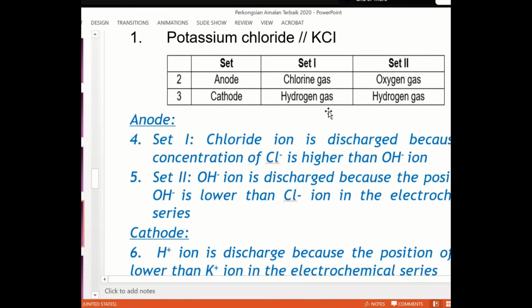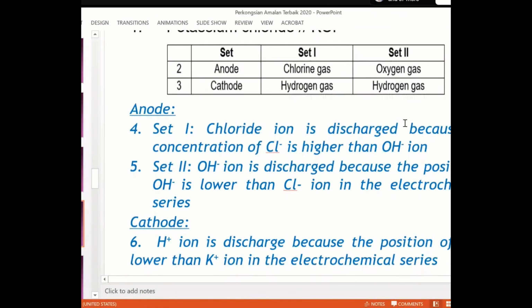Okay, so come up with this one. For set one, it will be chlorine at the anode. At the cathode, for sure it is hydrogen, because the hydrogen ion and the potassium ion move to the cathode, so hydrogen ion will be discharged. For set two, the anode will be oxygen, and the cathode will be hydrogen. So we come out with the explanations over here. Chloride ion is discharged.